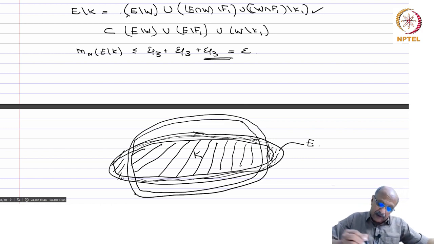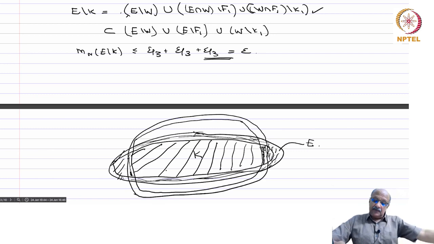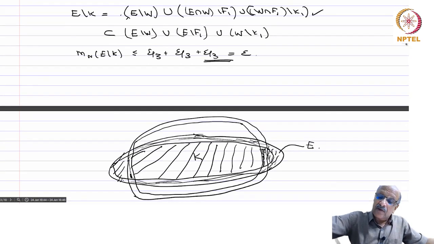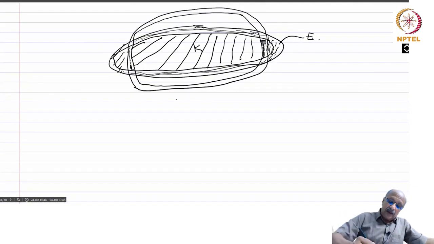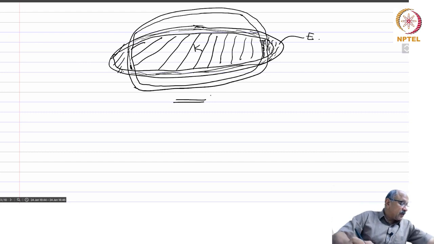Then W intersection F1, which is here, minus K1. So if you add all that, that's precisely E minus K. Okay, so all these shaded new things will give you E minus K. You can check it yourself, and so this proves that approximation property.